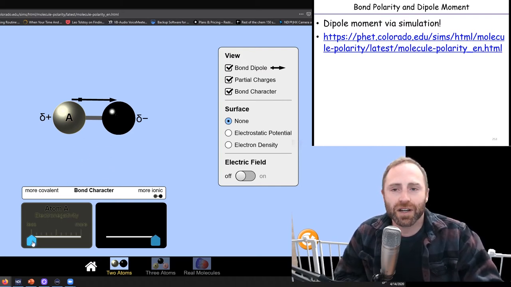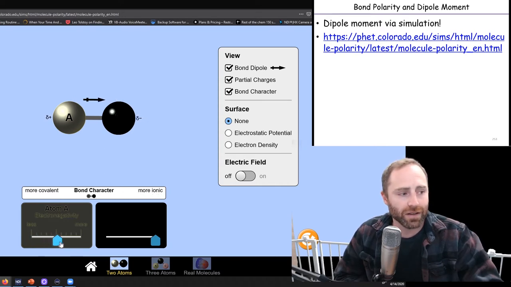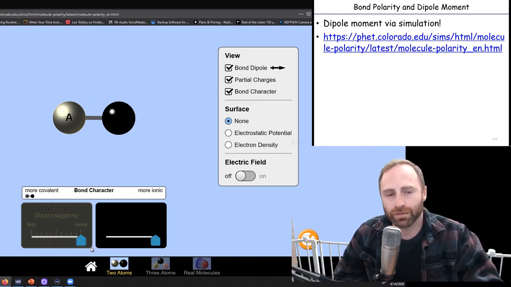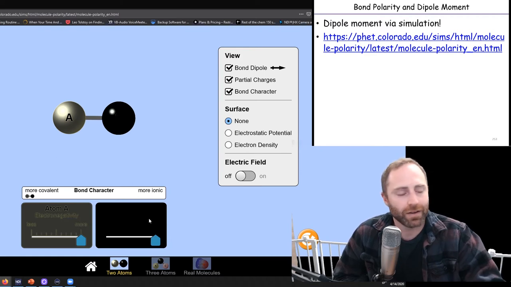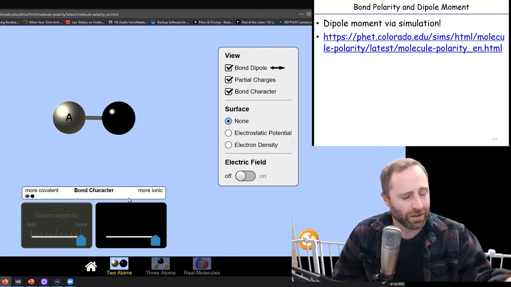What happens if we change atom A's electronegativity to be more like atom B's? Everything disappears. We have a pretty covalent bond. Both atom A and atom B are highly electronegative, but since their electronegativities are the same, it doesn't matter. The difference between electronegativities is what counts. Does that make sense? Yes, question.